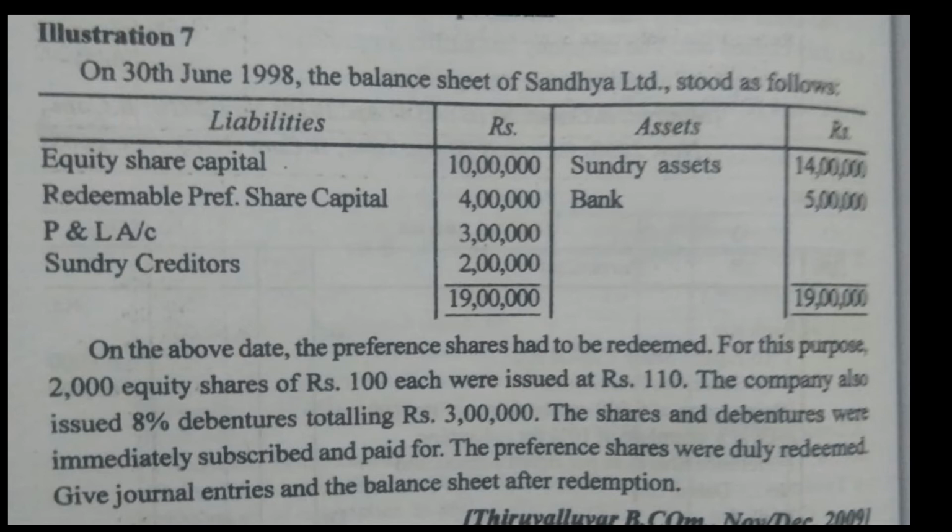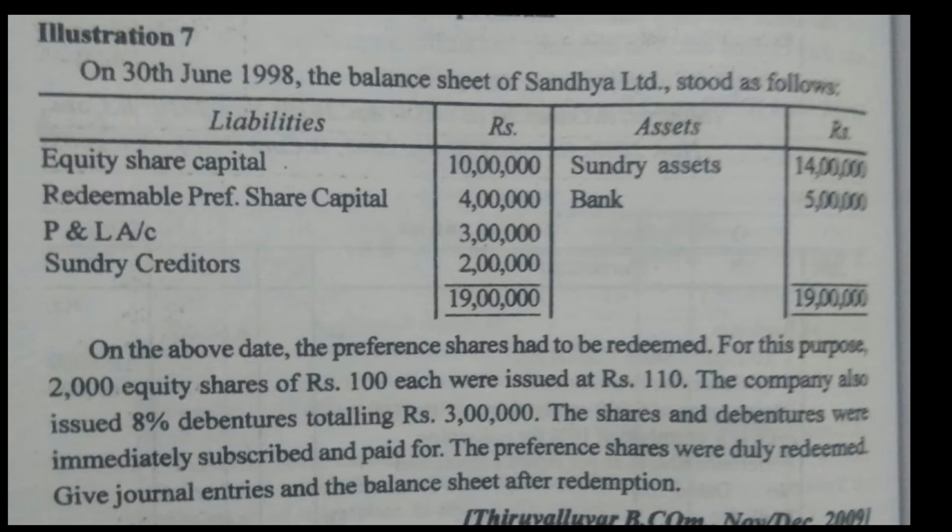There are 2,000 equity shares issued at 100 rupees at a 10% premium. So out of 2 lakh, 10% will give you 20,000. 10 rupees means 10%, which means 20,000, which means 2 lakh 20,000. Bank account debit 2 lakh 20,000, equity share capital 2 lakh, security premium 20,000. Okay, so that's it. Then debentures are issued, bank to debentures 3 lakh.